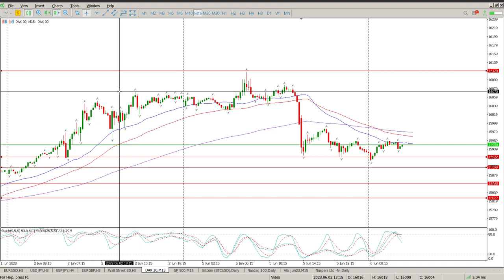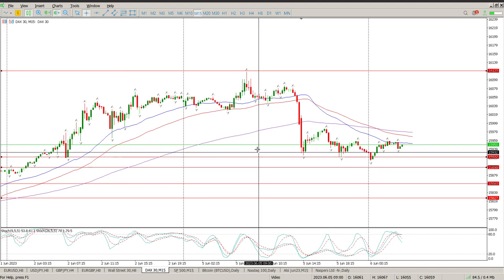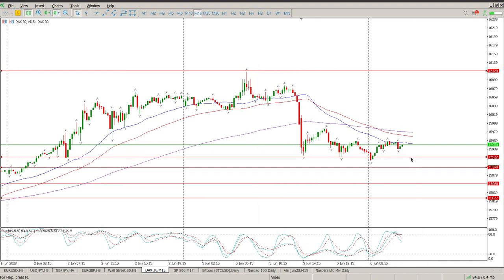It could still range. It is in a range, so it could still range, but just wait for the price action. Make sure that it's solid. If it's not solid, don't take the trade.